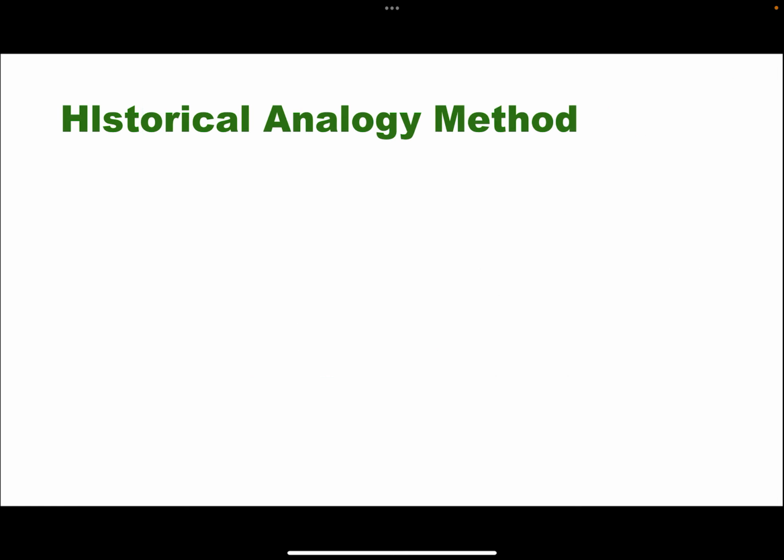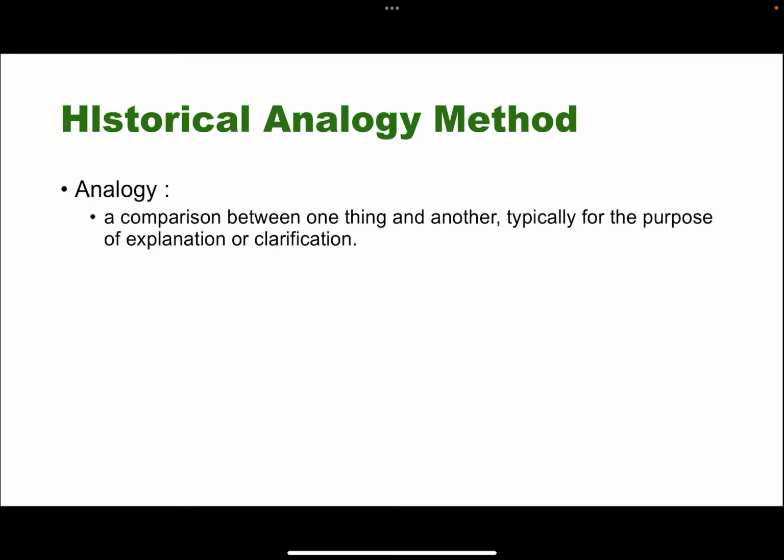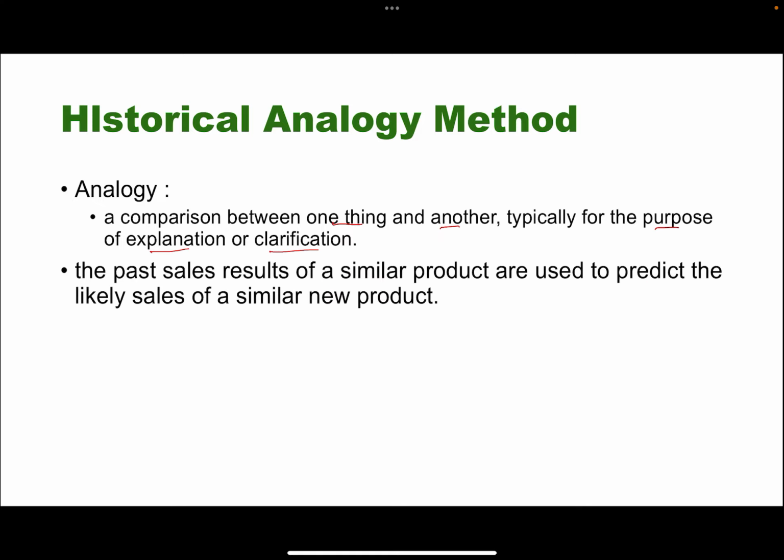So next one is the historical analogy method. Analogy means a comparison between one thing and another, typically for the purpose of explanation or classification. In this method, the past sales results of a similar product are used to predict the likely sales of a similar new product. That means earlier when we introduced that product, it had a demand of maybe some fixed quantity like 1,000 units. Then based upon that, we are trying to predict the future.